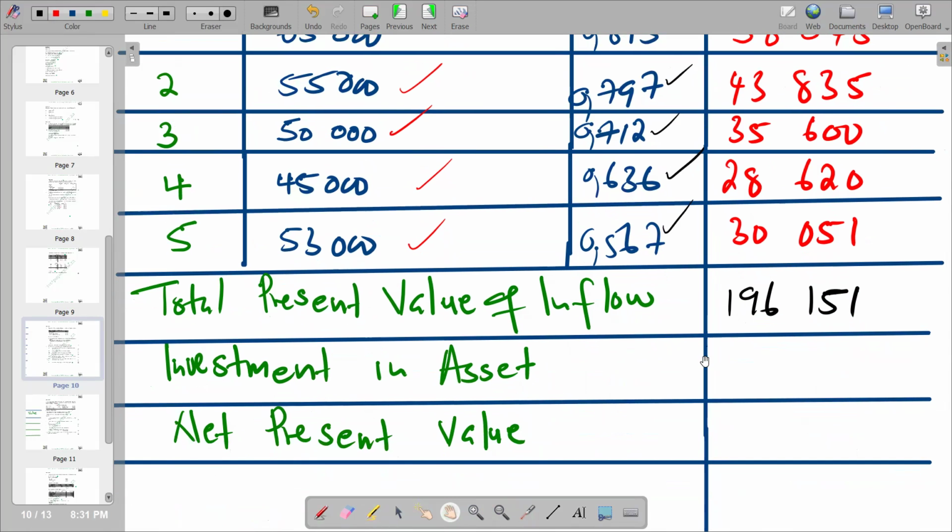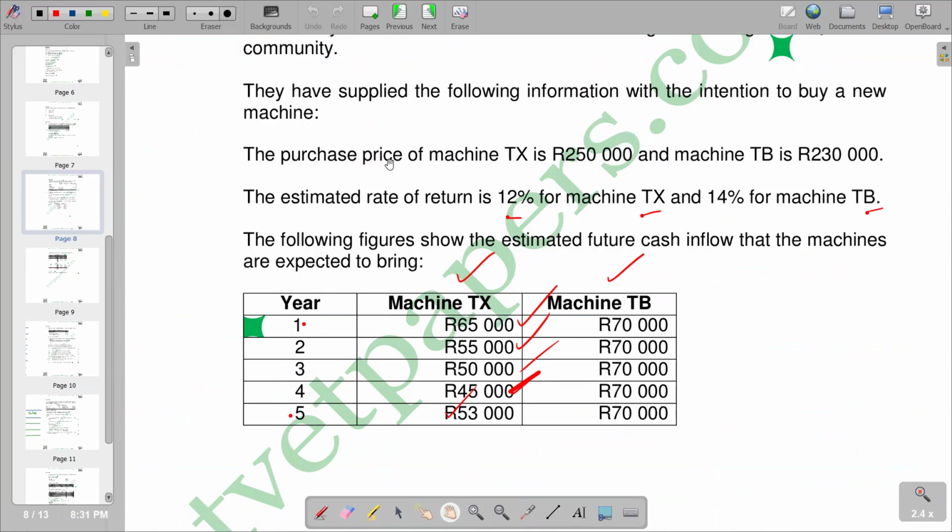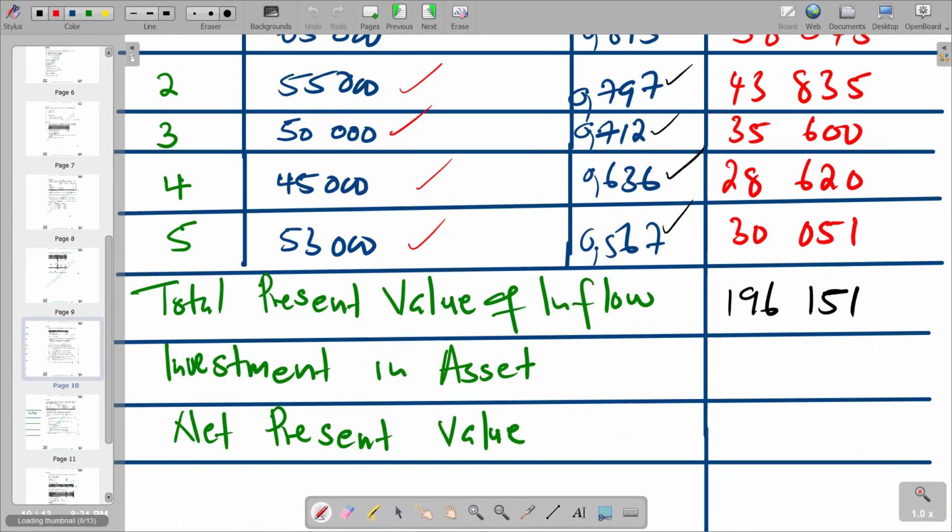Of course, we also have to include our investment in assets. If you refer back, you'll see that for machine TX, the purchase price is 250,000, which is the investment. So this is the same figure that we put here as 250,000, and it has to be a negative. Remember, the investment is an outflow, so we show it as a negative.